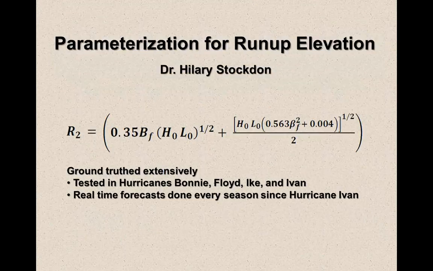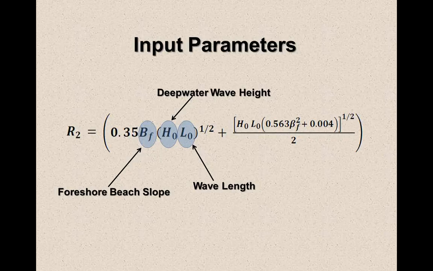And this parameterization has been ground-truthed extensively and tested in hurricanes Bonnie, Floyd, Ike, and Ivan. And real-time forecasts have been done by Dr. Stockton in every season since Hurricane Ivan. The parameterization itself requires the input from three items. The foreshore beach slope, which is measured from the high water mark up to the toe of a dune structure, the deep water wave height, and the wave length.